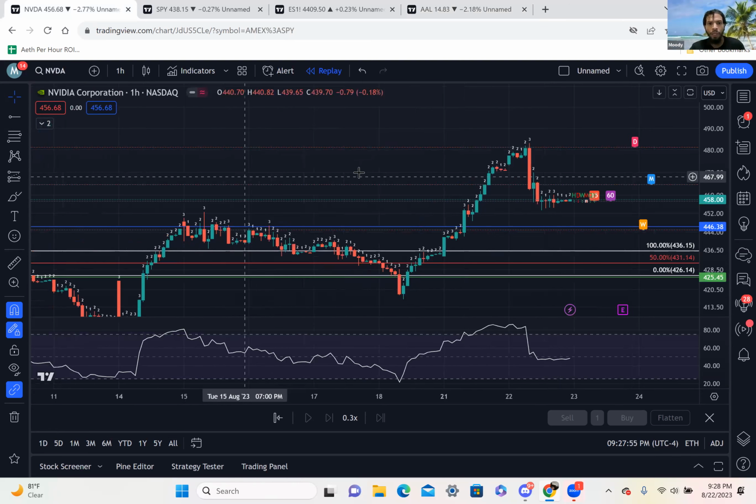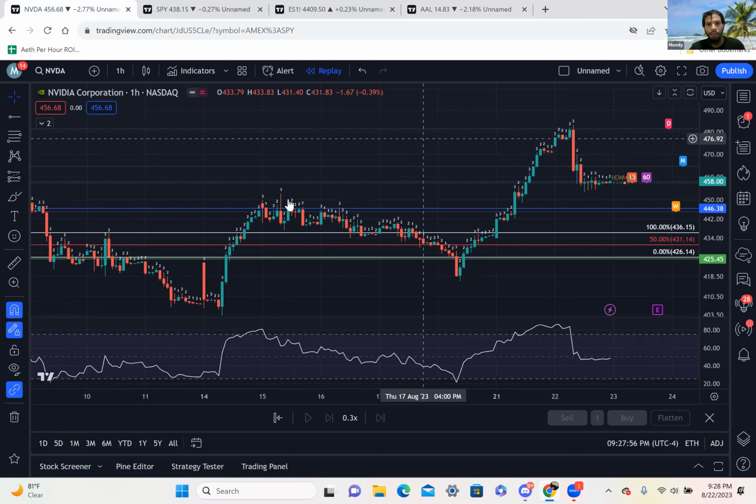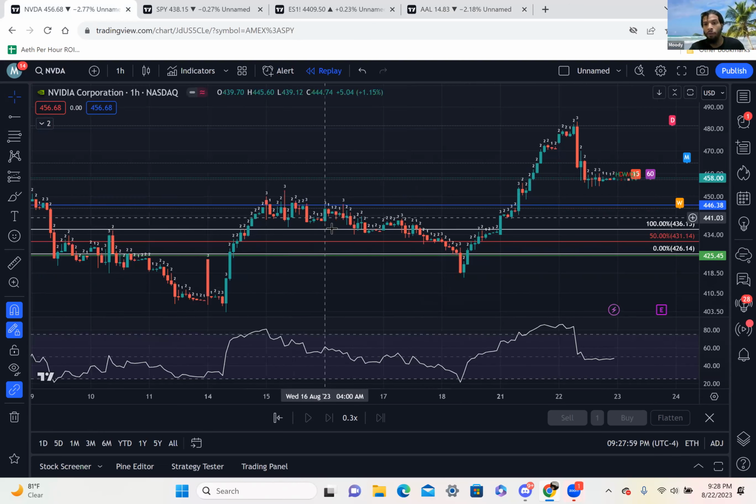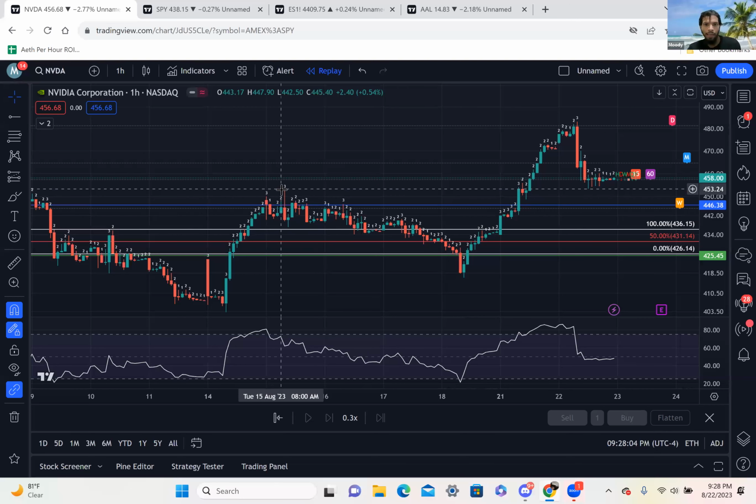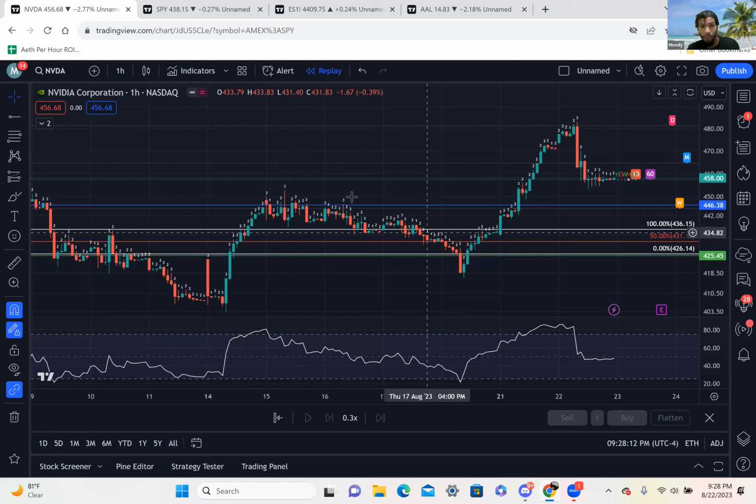Now, I can push over here to like NVIDIA and even this, right? This would not be a form. That's why I was saying it just depends on the security, right? Because you see how like this is trading sideways. This is a type of form of consolidation, but you can still trade this, even though it's consolidating.